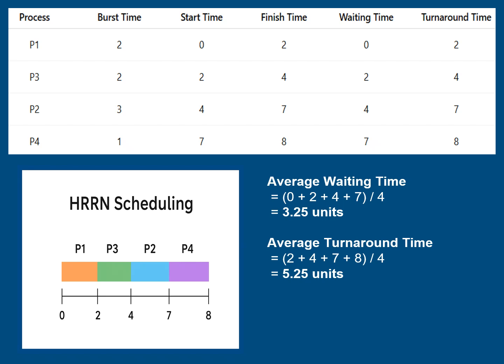The waiting times recorded are 0, 2, 4 and 7, giving an average waiting time of 3.25 units. Turnaround times are 2, 4, 7 and 8, resulting in an average turnaround time of 5.25 units. This scheduling improves fairness by balancing burst time and wait time.